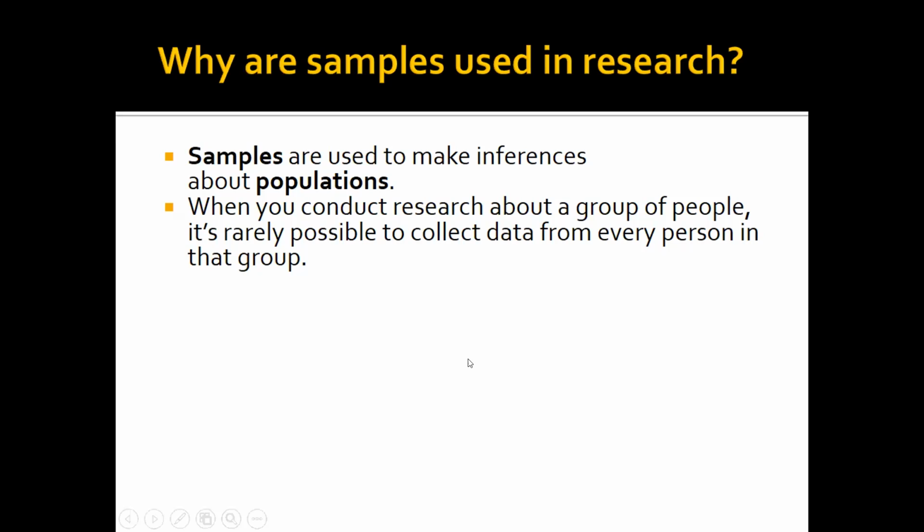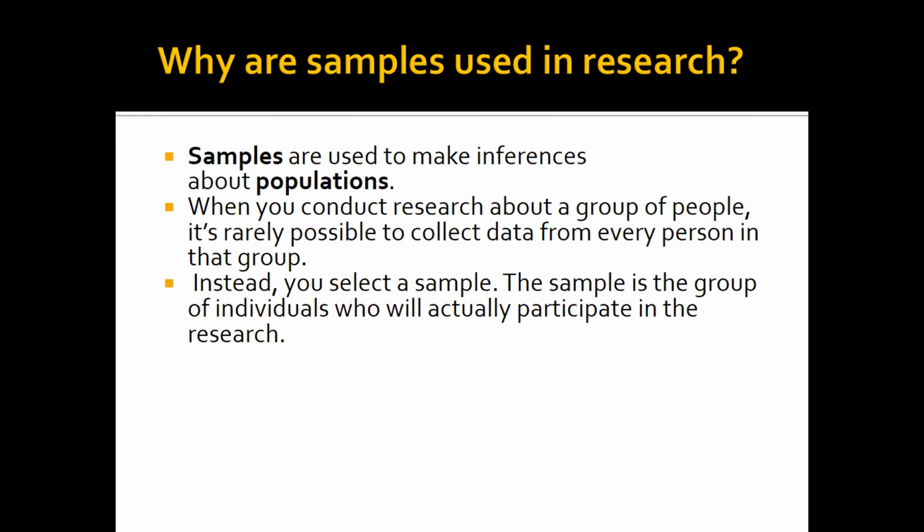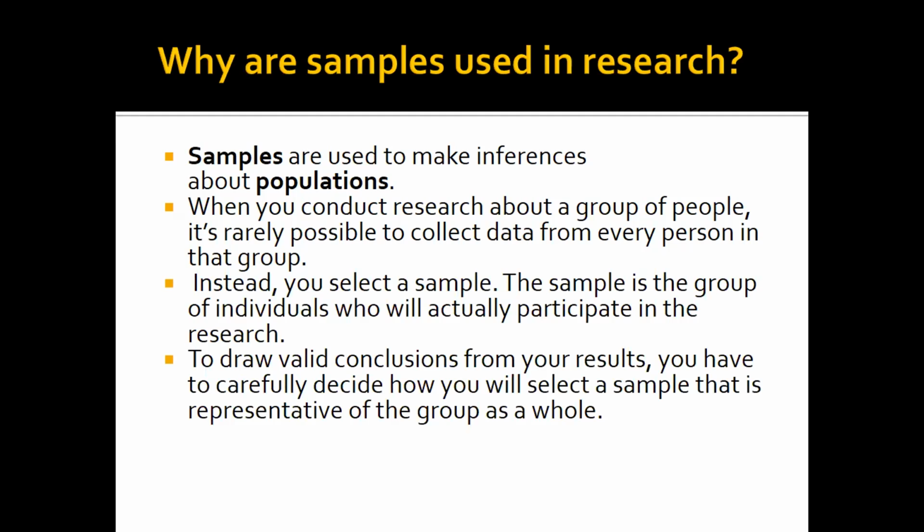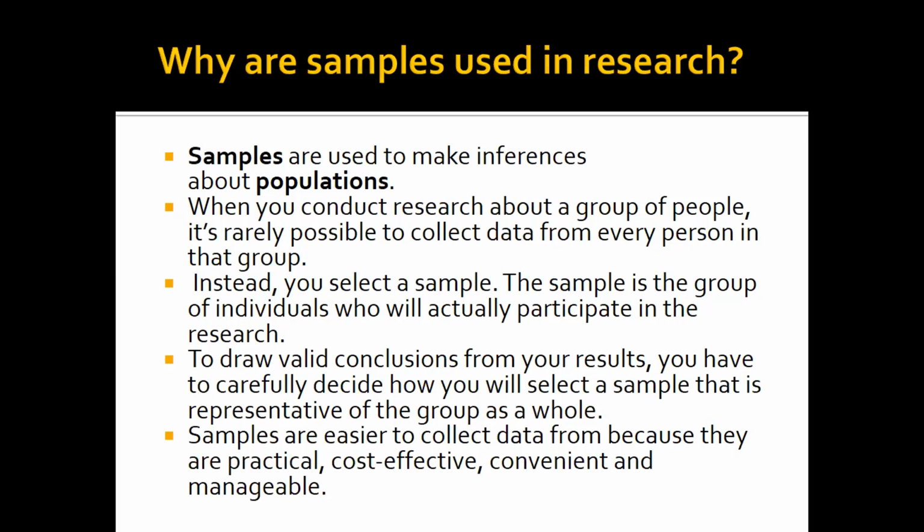So when we are conducting research about a group of people, we all know that it's not possible to collect data from every person. So we go for sample selection, and they are actually participating in the study. And we are able to draw conclusions, as I already explained. And on the basis of conclusions, we are just trying to make generalizations. So what is most important when we are selecting a sample is that our sample should be representative of the whole group. How can we do so?